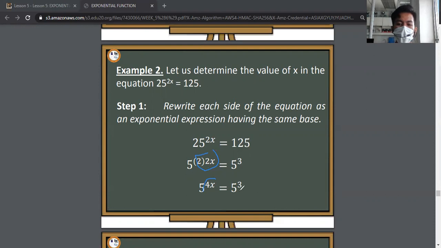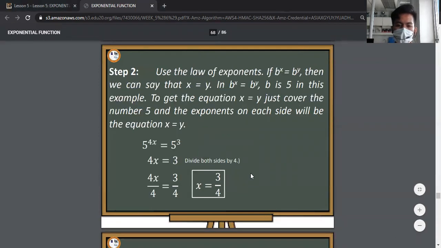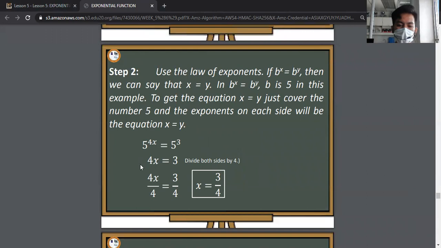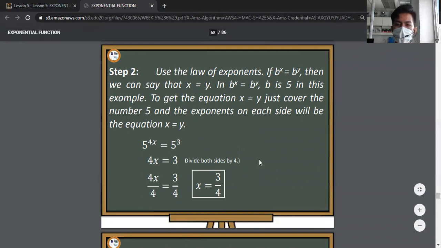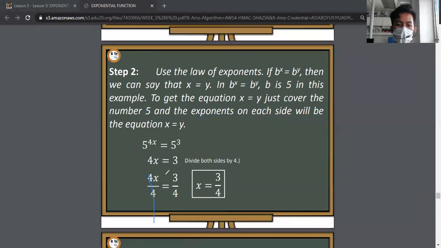Then dahil parehas na po yung base po natin, pwede na po natin i-simplify yung exponent po natin, which is 4x and 3. So, clear ko po muna to. So, magiging 4x is equal to 3. Then, find the value of x by simply divide it both side by 4 po. So, divide both side by 4. Cancel po yung 4 po natin. X is equal to 3 over 4.